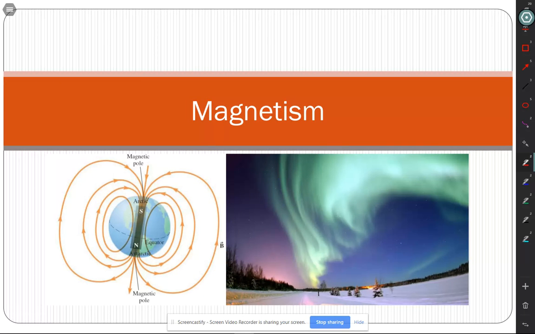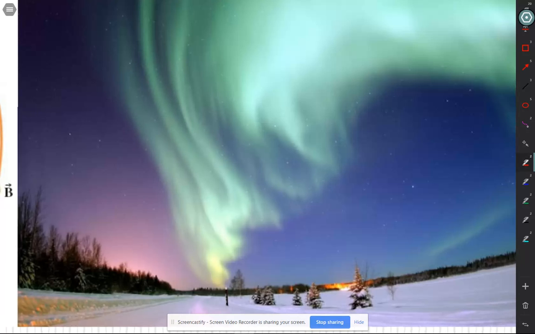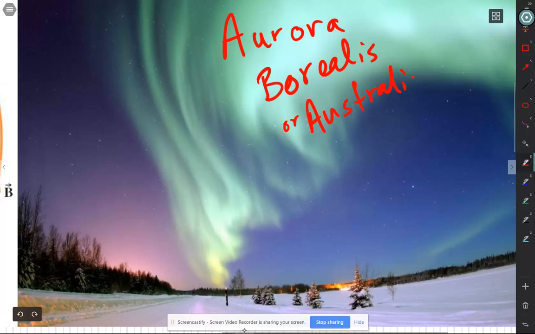Magnetism. What's in this ultra cool picture here? Aurora Borealis. How do you know it's Borealis? How do you know it's not Australis? It's the northern ones, not the southern. Right. Aurora Australis is the southern lights.